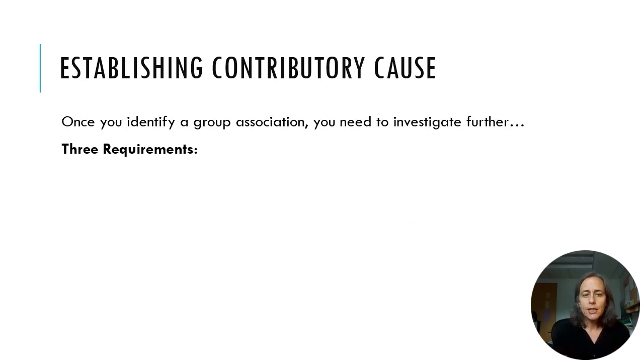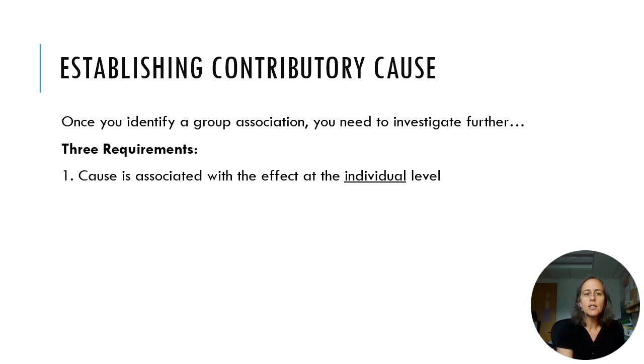So as we go to establish contributory cause, right, we've identified a group association, we have a hypothesis that something might be at play here. We need to investigate further, and there are 3 requirements that we have to meet. So the first one of those is that the cause is associated with the effect at the individual level, right? So did everybody who drank from the Broad Street pump get sick, right? Or did most of the people get sick? So look at the individual level rather than just the population.